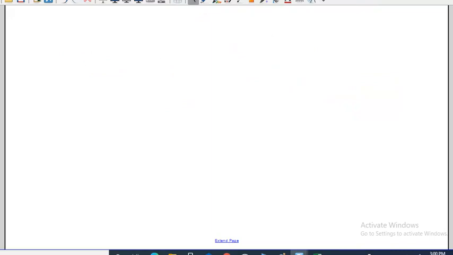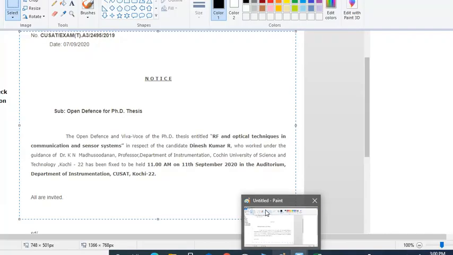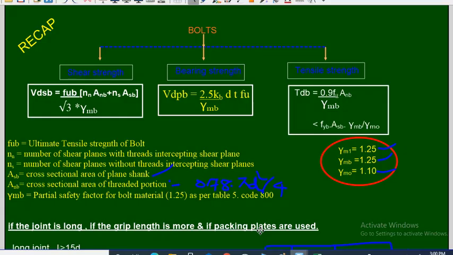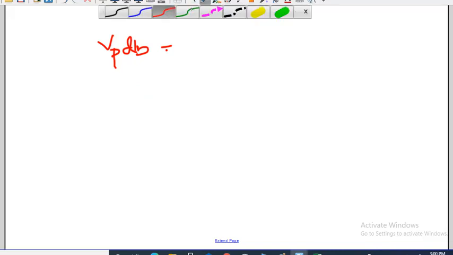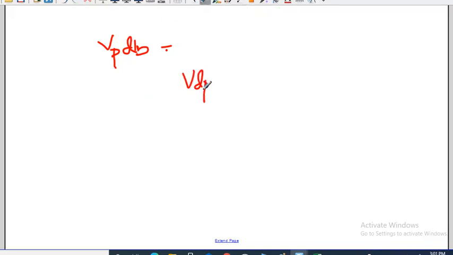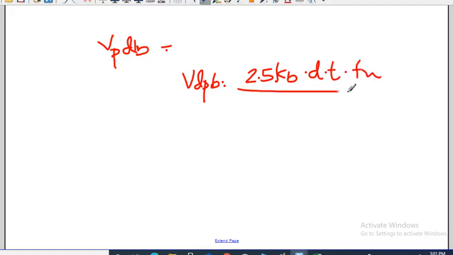That is bearing strength, because we discussed it last class. Anyhow, the formula is VDPB, design strength in bearing, is equal to 2.5 into Kb into d into t into fu divided by gamma mb. Okay, this is the formula.